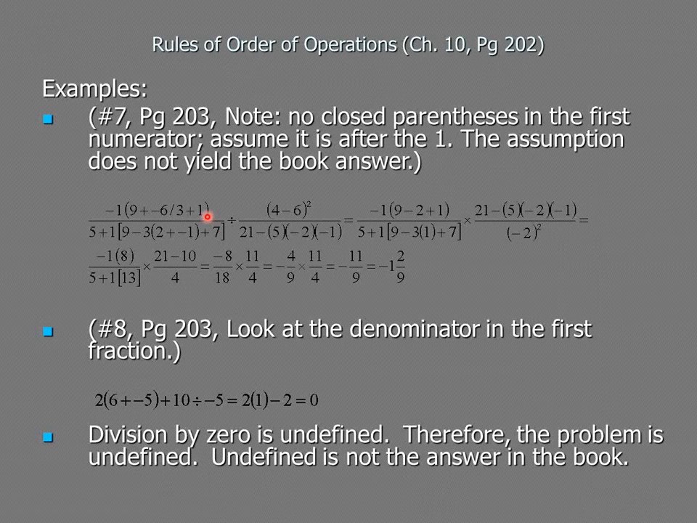Negative 1. Then here, you start with the left side, right? Because you have all the positive and negative signs. 9 plus negative 2. That makes it 7, right? That becomes 7 plus 1. Negative 1 times 8. Okay?